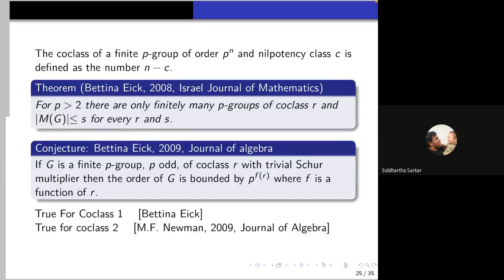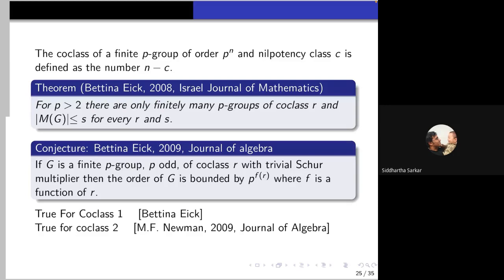It's an interesting result of Bettina Eick, who proved that for odd primes p, there are only finitely many p-groups of co-class r with |M(G)| less than or equal to s, for every r and s. So if r and s are given, there are only finitely many p-groups of co-class r such that |M(G)| is at most s. So one can see that there are only finitely many p-groups of co-class r with trivial Schur multiplier.